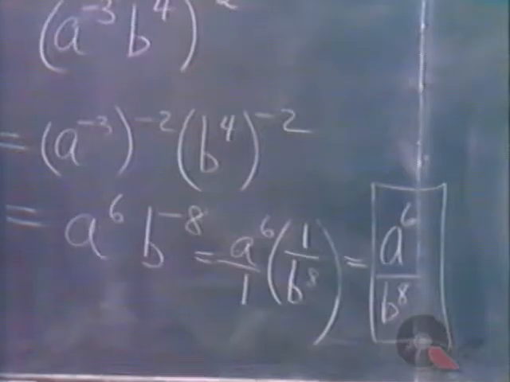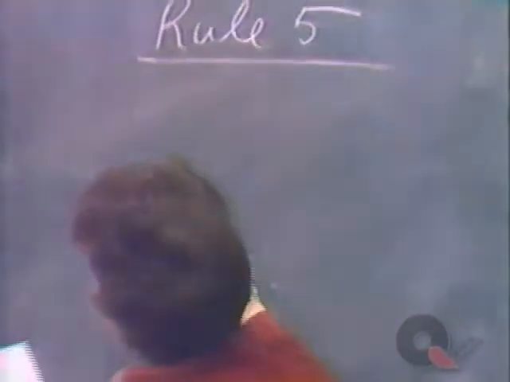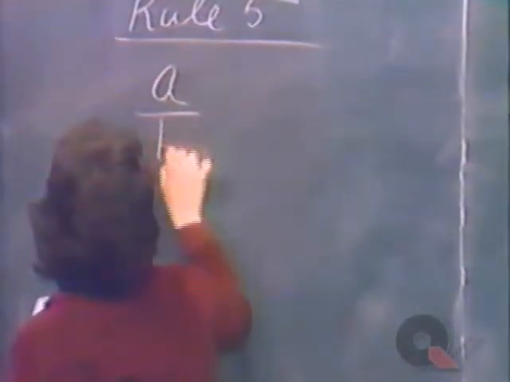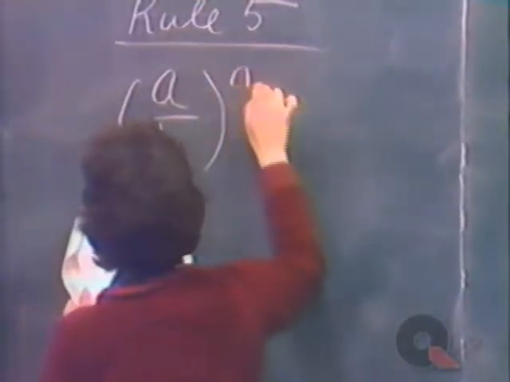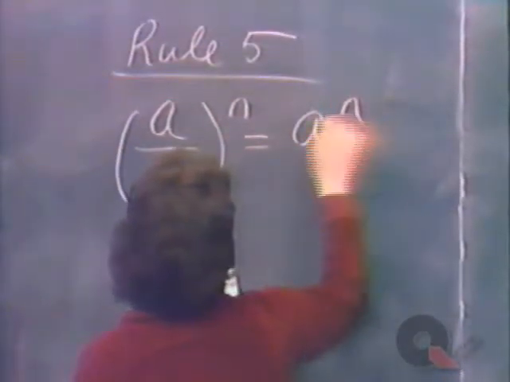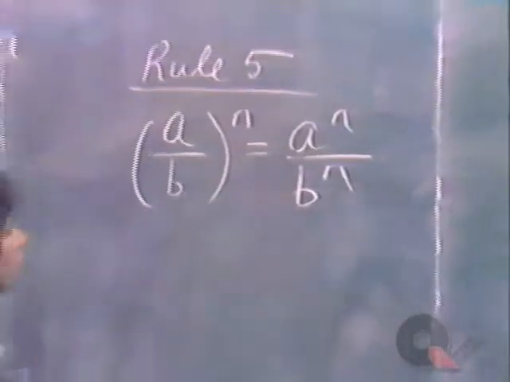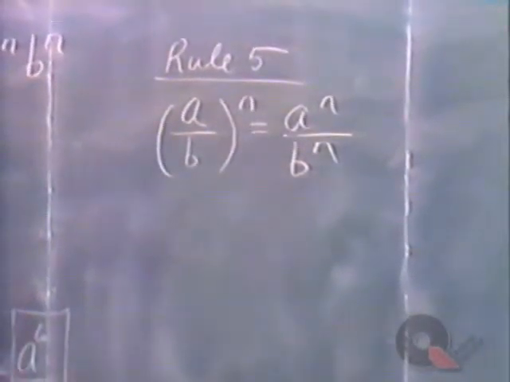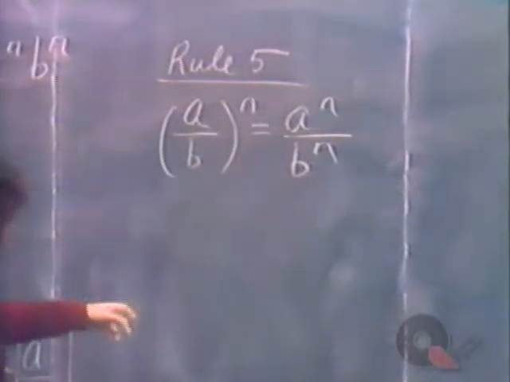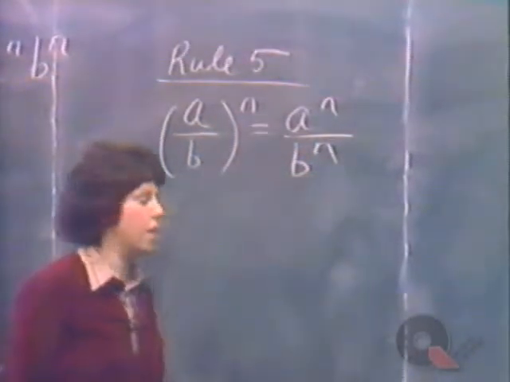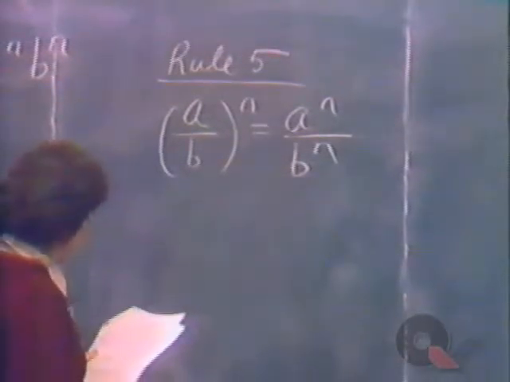Okay, our last rule, Rule 5, is similar to Rule 4, but we're doing it for quotients now instead of for products. That is, (a over b) to the nth power is a to the n over b to the n. We'll assume here that b is not 0. We never divide by 0. If you have a fraction to a power, you take the numerator to the power over the denominator to that power.